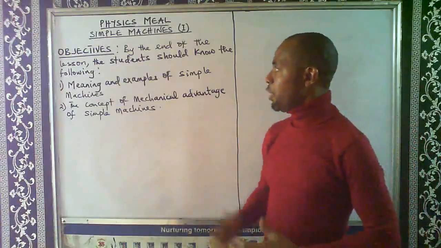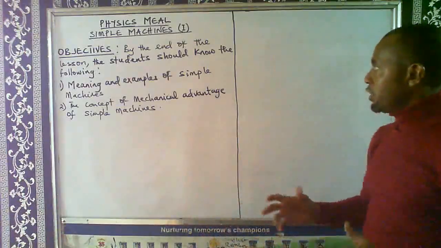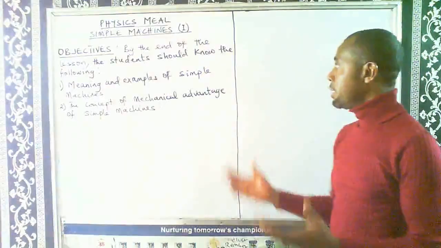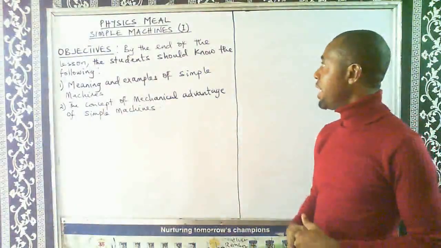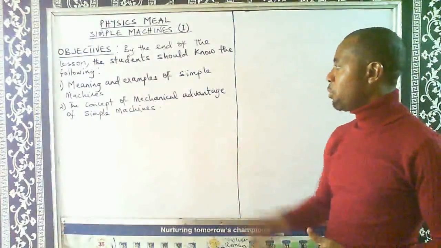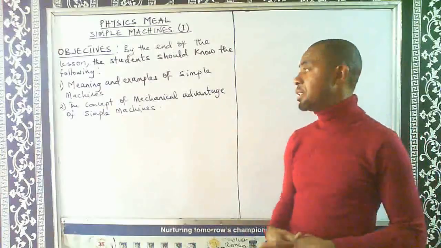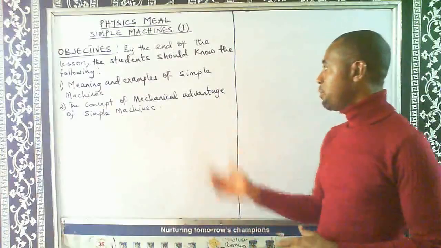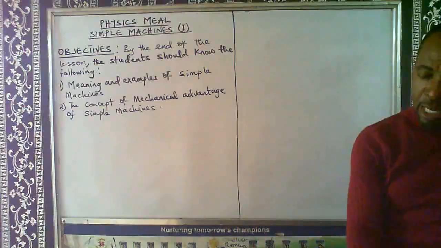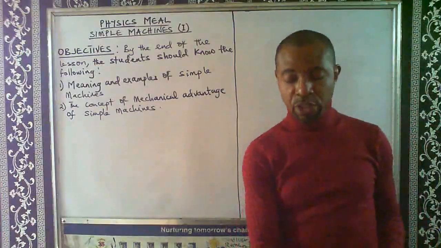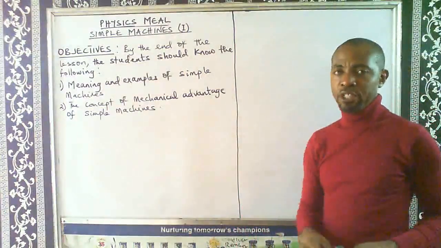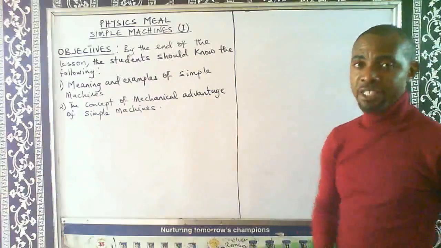Now, the objectives that we are going to look at, the scope, the area we are going to consider in part 1 of simple machines are as follows. By the end of the lesson, the students should know the following: 1, meaning and examples of simple machine; then 2, the concept of mechanical advantage of simple machines. So without taking much time, let's begin this wonderful journey on simple machine. Just stay away from every form of distraction because we are in for a very serious business.